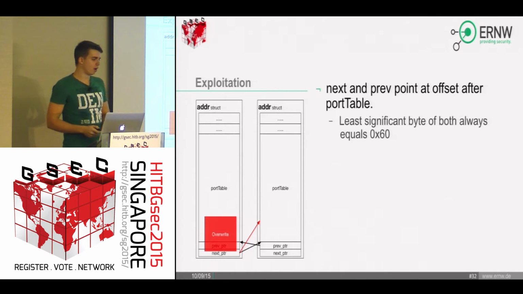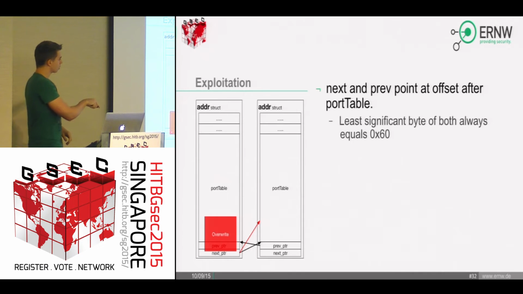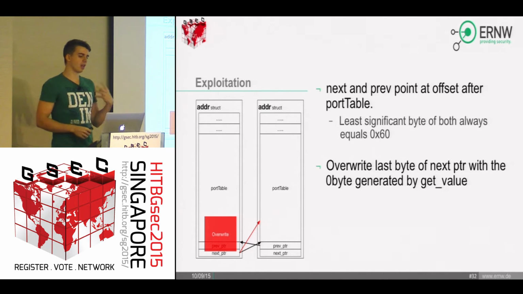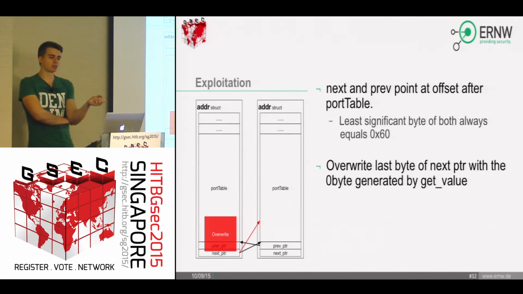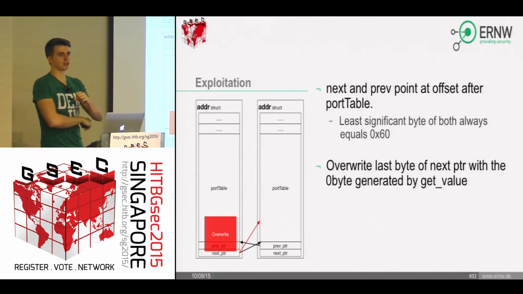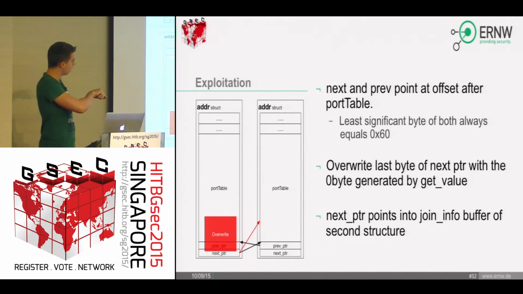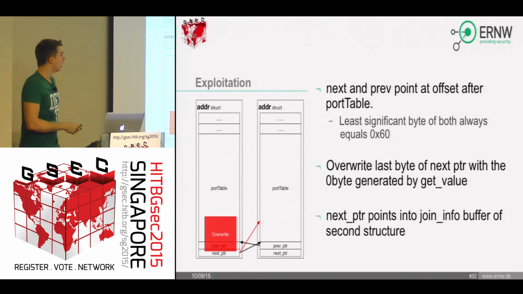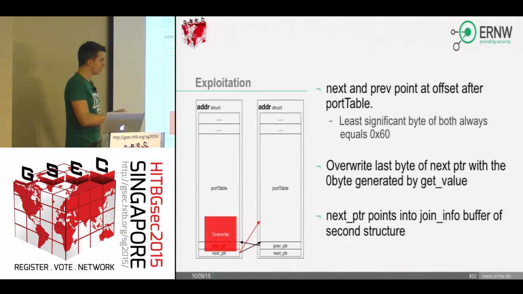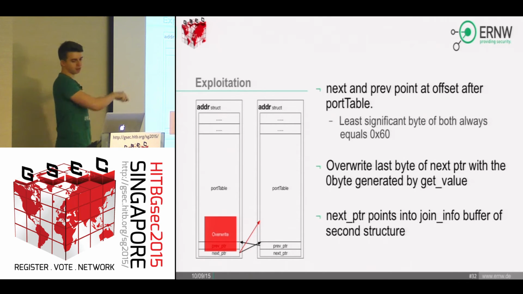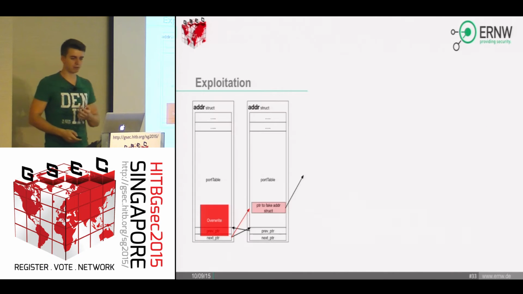Now, what happens if we overflow this join info buffer? We use this overflow to corrupt the previous and the next pointer. Then we only overwrite the last byte of the next pointer with the final 0 byte generated by getValue. So we have 1 zero byte we can use, and we use this to overwrite the least significant byte of the next pointer variable. And this leads to the case that the next pointer doesn't point somewhere here, but instead points directly inside the port table. And luckily, by random chance, it points again into the join info buffer of the second structure. And this is again something we completely control. So now we can create another fake previous and next pointer inside this join info buffer.